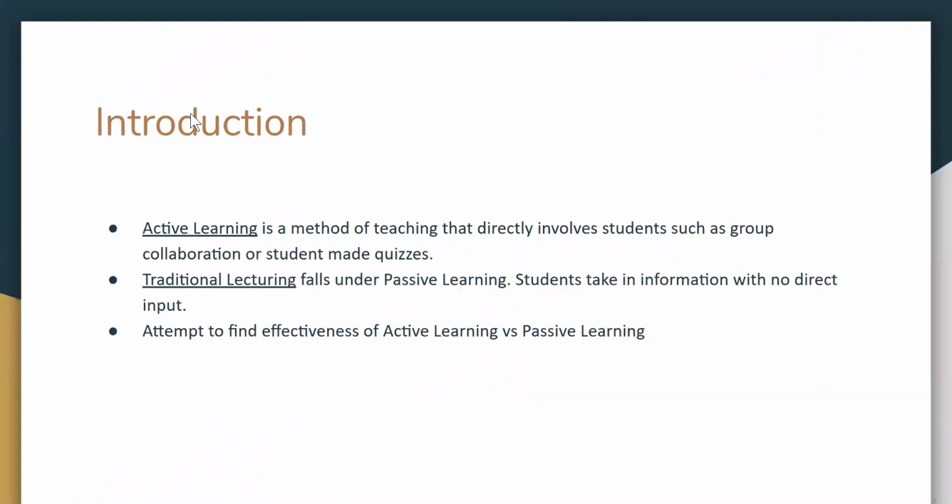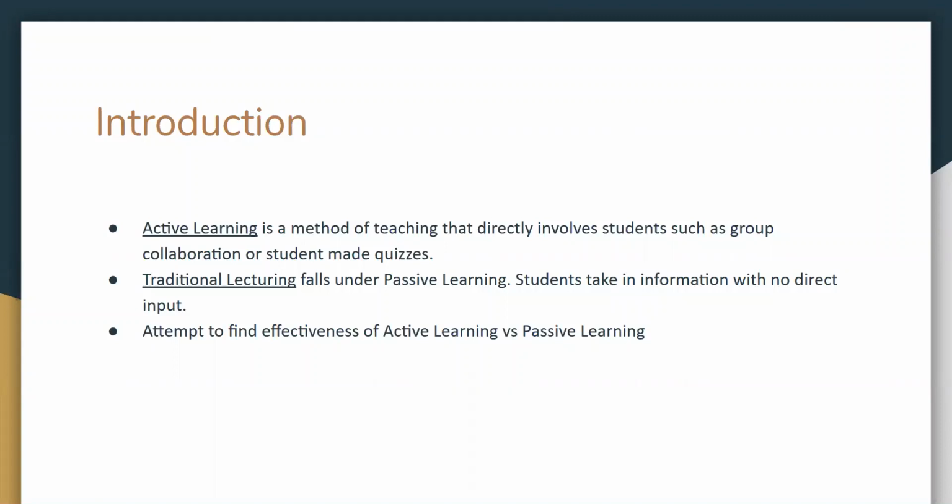Starting off, we need a definition of what active learning is, and it's a form of learning that gets students directly involved. This can mean what we do in our own math class, like Poll Everywhere, or it can be when students are finding the answers along with the professor or going into separate groups in order to find answers.